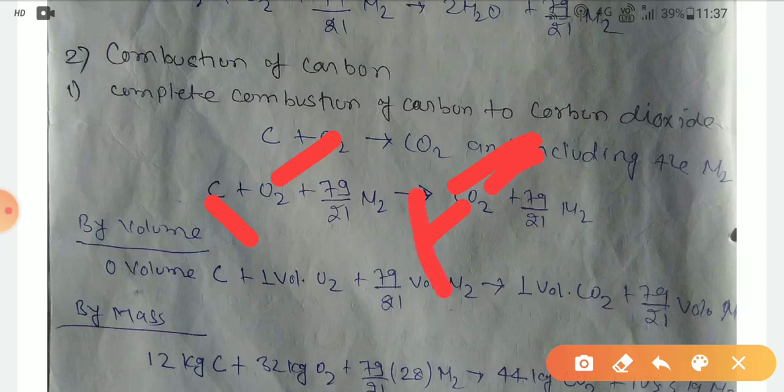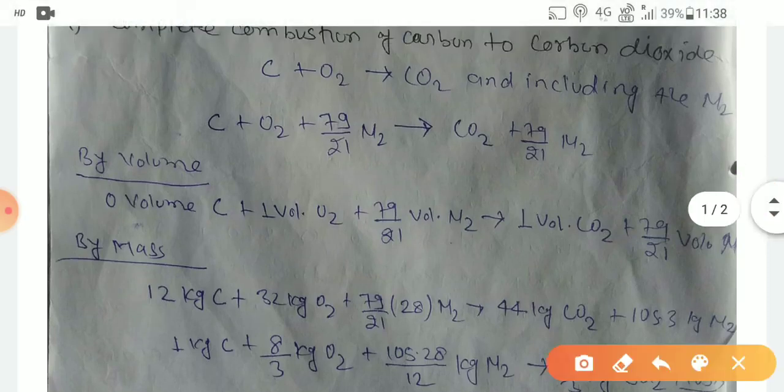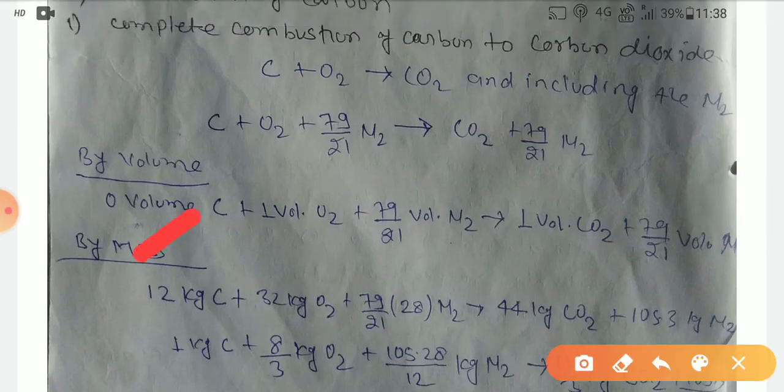So here I am writing by volume. Zero volume of carbon, because here I am only considering the basis of gas. Carbon is not a gas, that's why I write zero volume of carbon and 1 volume of oxygen, because oxygen is in gas form, and nitrogen is also a gas. So 79 by 21 volume of nitrogen, to form 1 volume of carbon dioxide and 79 by 21 volume of nitrogen.